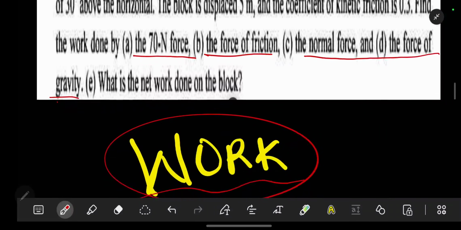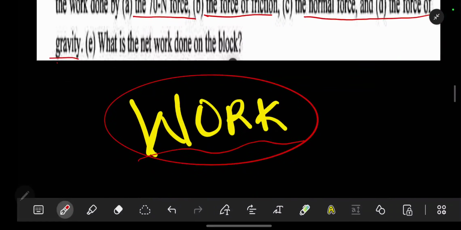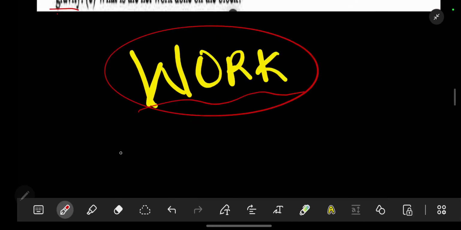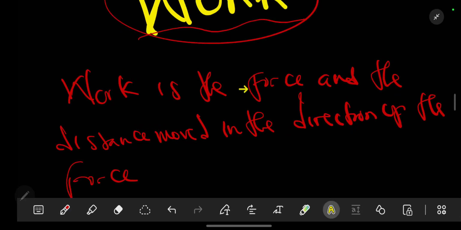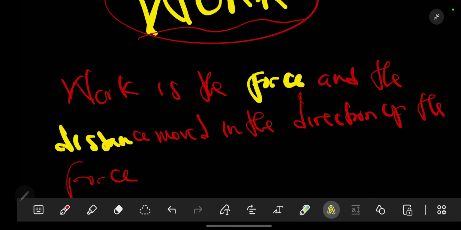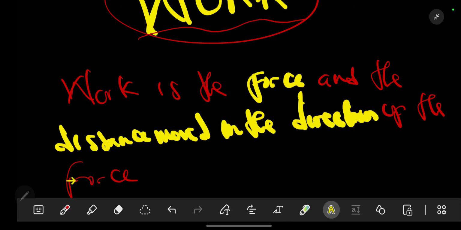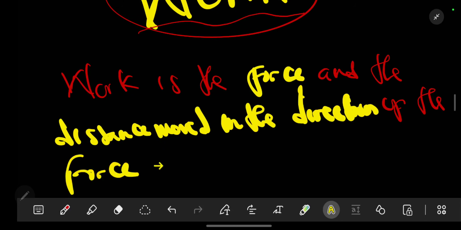So here today we are going to be looking at work. What is work? So we know that work is defined as the product of the force and the distance moved in the direction of the force. So let's review this definition. It is the product of the force and the distance moved in the direction of the force. So it is not just any direction, but the distance moved in the direction of the force.